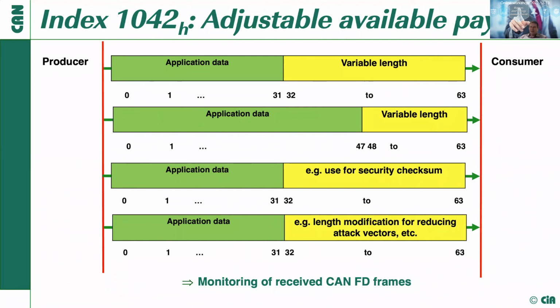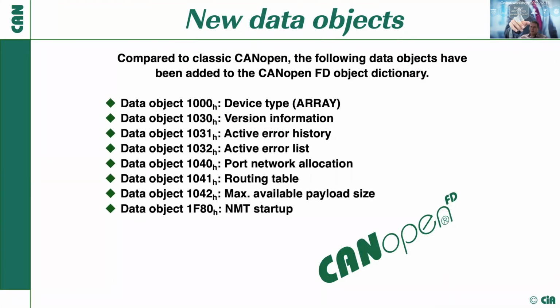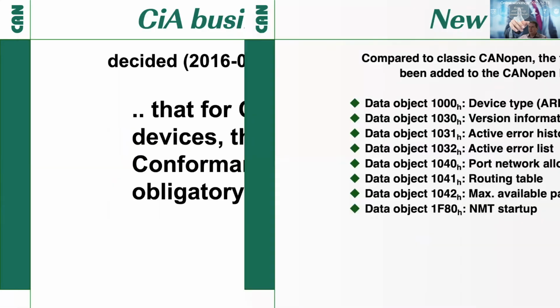And to allow something like that, we have the possibility to tell our stack that only a certain share of the CAN-FD frame is for the CANopen FD data. The rest is for some lower layer functionality. Here I summarize all the objects that are new. In version 2, I think the only really new object is this 1042 for the maximum available payload size. All the others may be fine-tuned, there may be some additional explanations, but they had already been in CANopen FD version 1.0 and have already been explained.